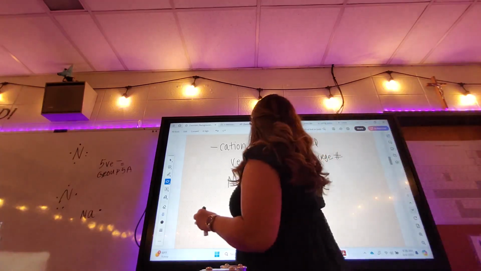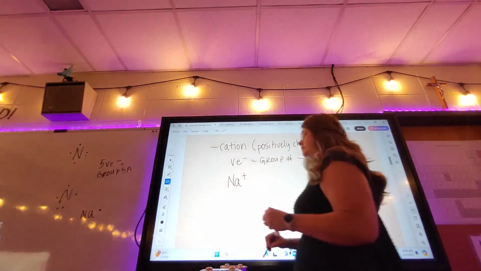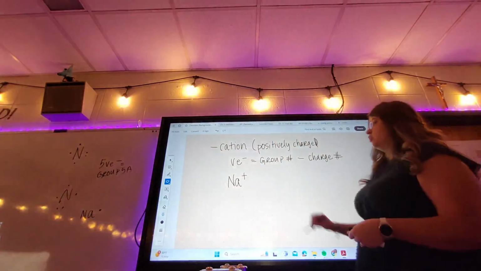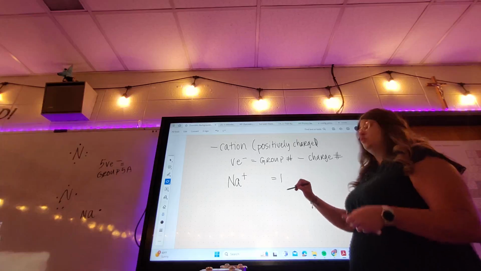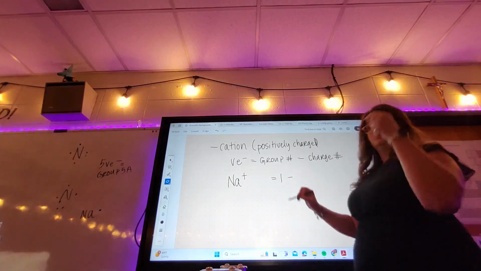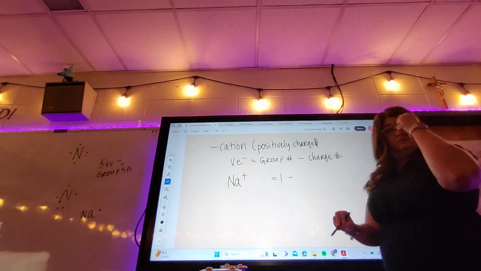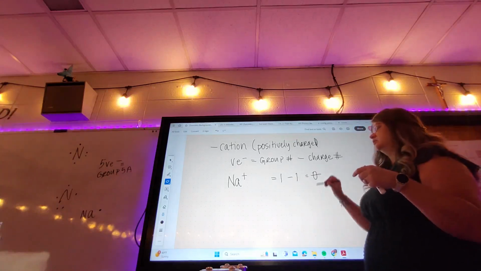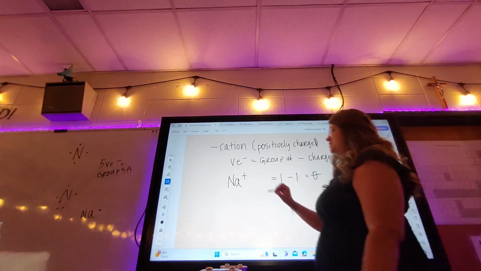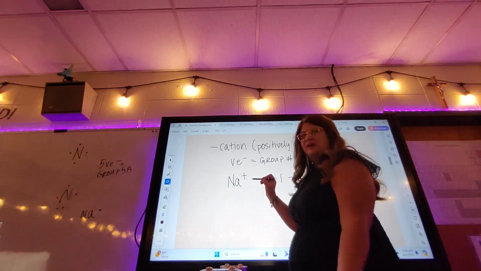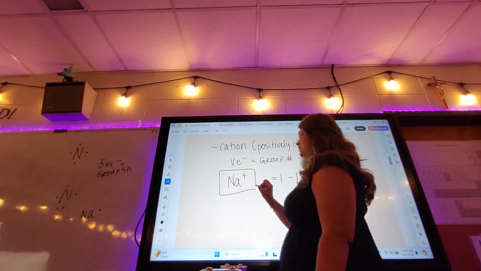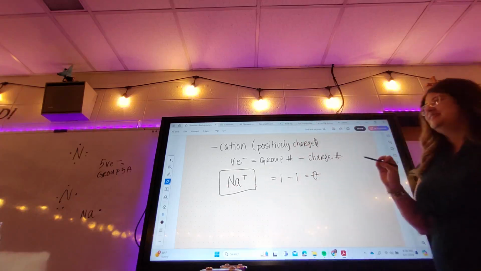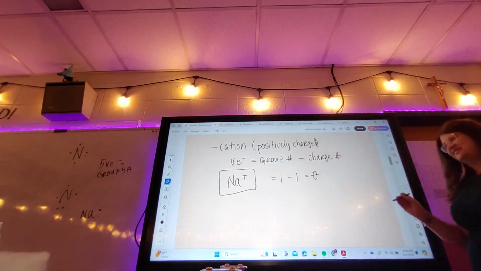So for example, sodium is Na+. We just did sodium before. Its group number is 1. What's the number of the charge? 1 as well. So 1 minus 1 is 0. So if you don't have any dots to put around it, this is your Lewis dot structure.